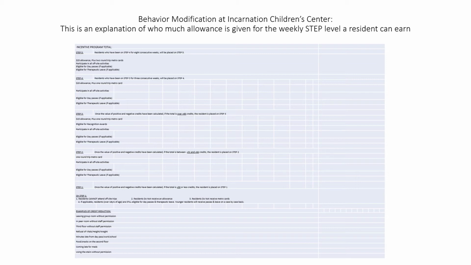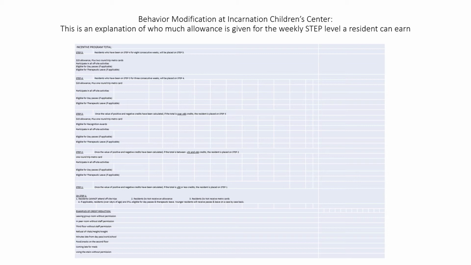So if you look at the bottom, the examples of things they lost credits for were leaving a group room without permission, because we just need to know where they are in the building. Again, co-ed, teenage, you can understand. Also going in a peer's room without staff permission, similar things. The 3rd floor is where administration is, and sometimes you're talking about residents or you're talking about business, and obviously with HIPAA, residents should not be able to hear these things. So the residents needed permission to come up to the 3rd floor. If they came up without permission, they would lose some credits.